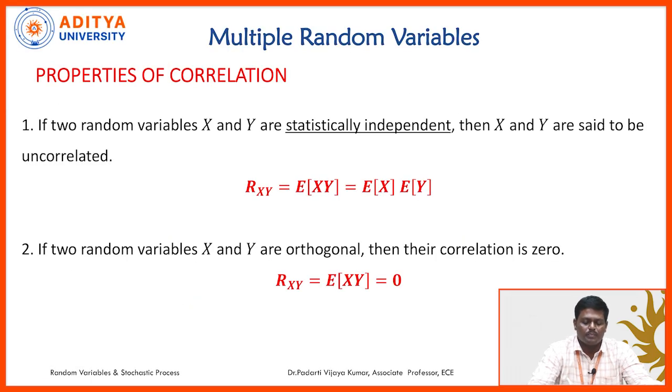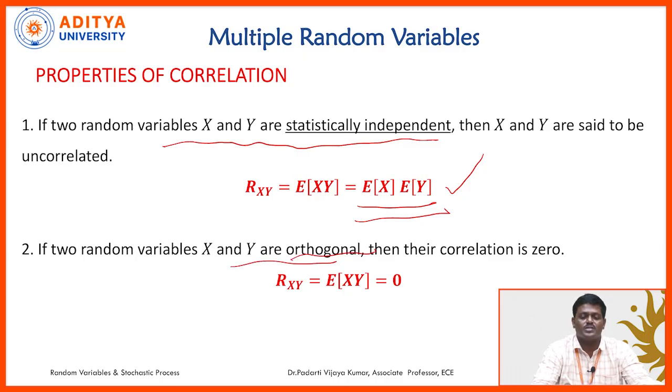There are different properties we use for solving the problems. Correlation R xy is equal to E of xy, and if the random variables are independent random variables, it can be expressed as E of xy is equal to E of x into E of y. If the random variables are orthogonal random variables, its correlation value is 0.